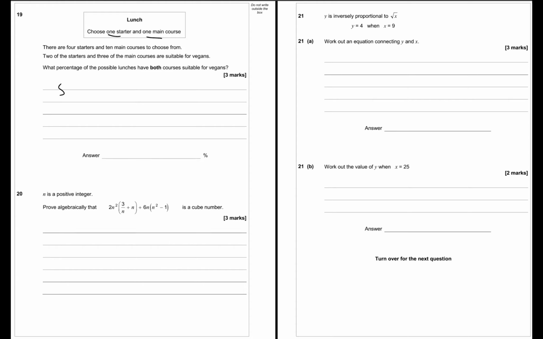Okay, so let's talk about the starters. There are 4 starters and 10 main courses. 2 of the starters are suitable for vegans, so 2 out of 4 starters are suitable for vegans. Okay, let's talk about the main course. It says 3 of the main courses are suitable for vegans, and there's 10 overall, so 3 over 10 suitable for vegans. What percentage of the possible lunches have both courses suitable for vegans?